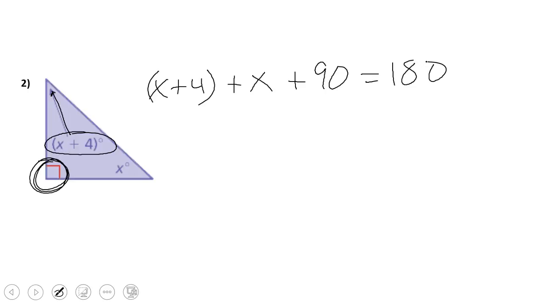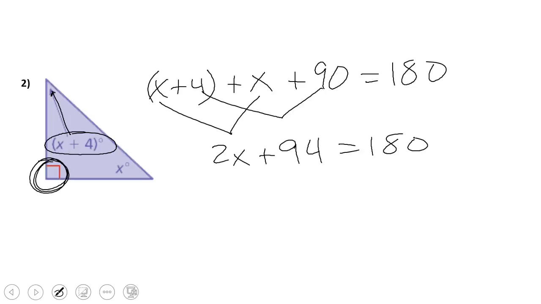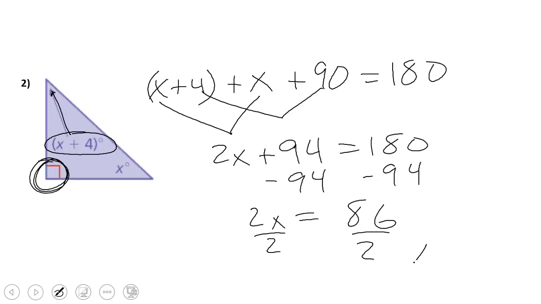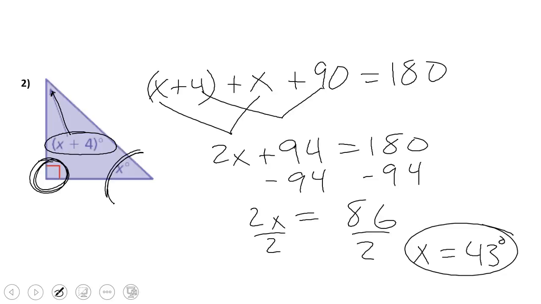So now we have more like terms to combine. We have these 2 X's. Well, that's 2X. We have 4 and 90, so we have 94. That's 180. And then when we subtract 94 from both sides, we get 2X is now equal to 86. Then we divide by 2, and we get that X is equal to 43 degrees. Well, that tells us one angle. That says this angle right here, which is just X, that one is 43 degrees.